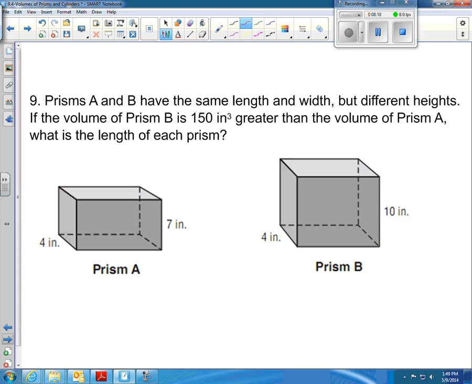Okay, this last one, I love this problem, but I also love having students try it out on their own. It says prisms A and B have the same length and width, but different heights. If the volume of prism B is 150 inches cubed greater than the volume of prism A, what's the length of each prism? Okay, so find the lengths. It'll be on your Schoology quiz.